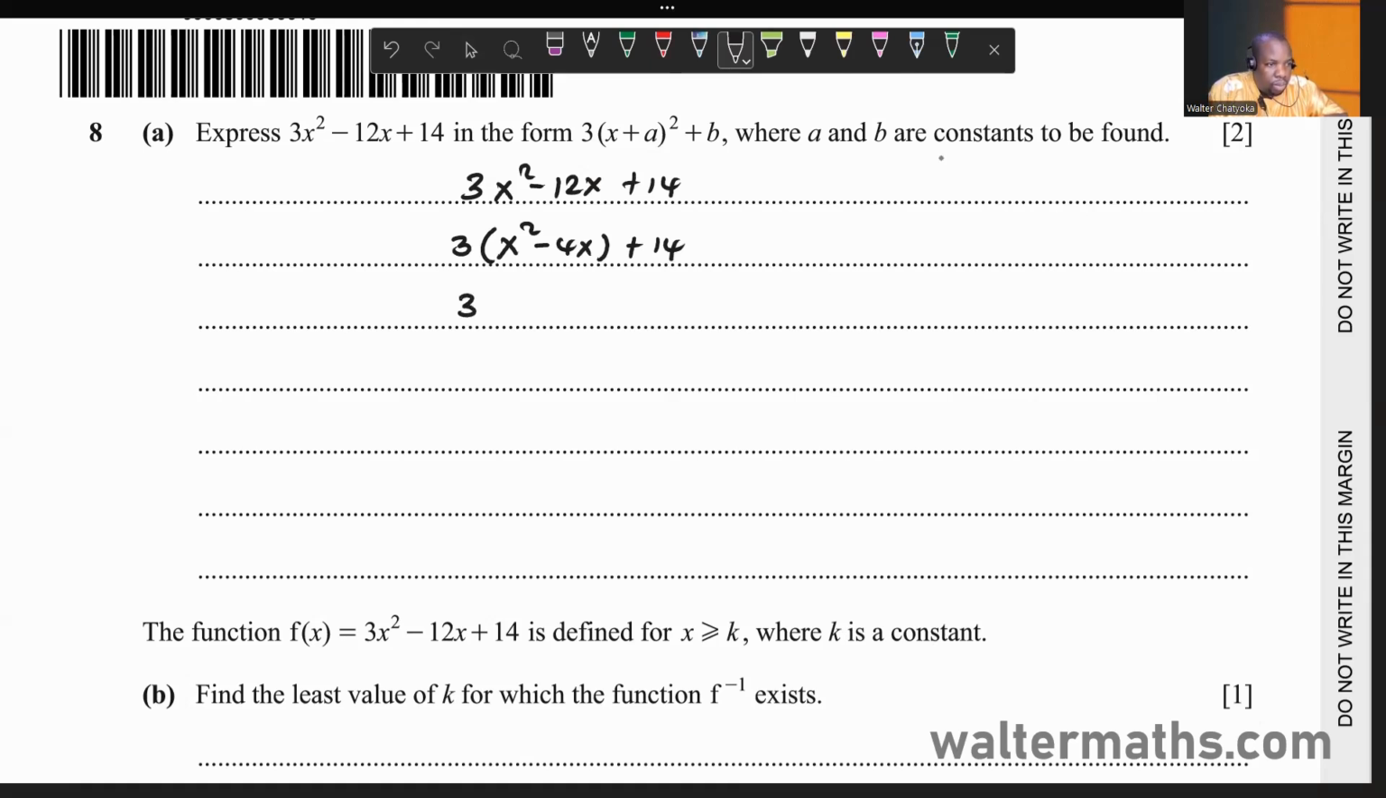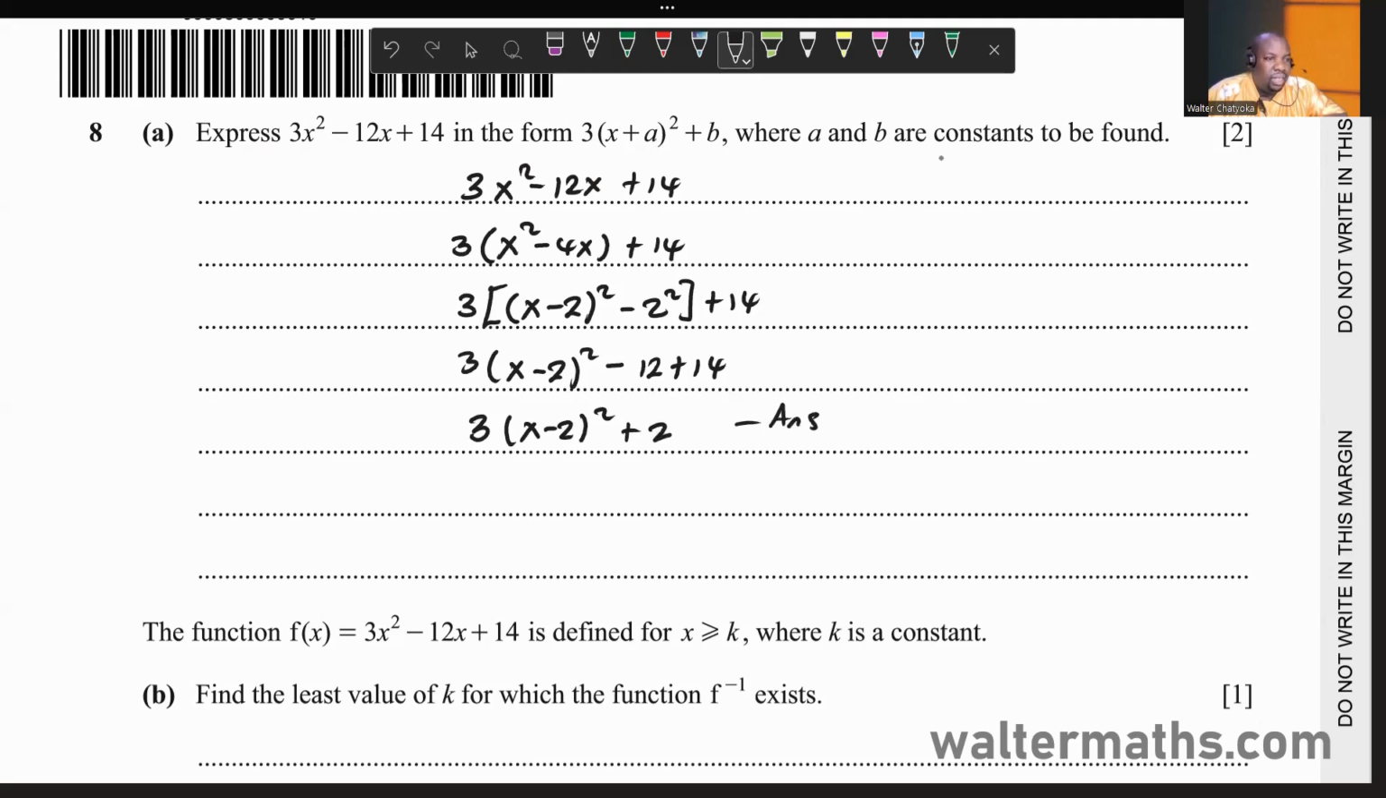Now I'm completing the square, so that's 3(x minus 2) squared minus 2 squared, okay, plus 14. So that's 3(x minus 2) squared minus 3 times minus 4, which is minus 12, plus 14. So eventually we'll get 3(x minus 2) squared plus 2. So that's the answer here.